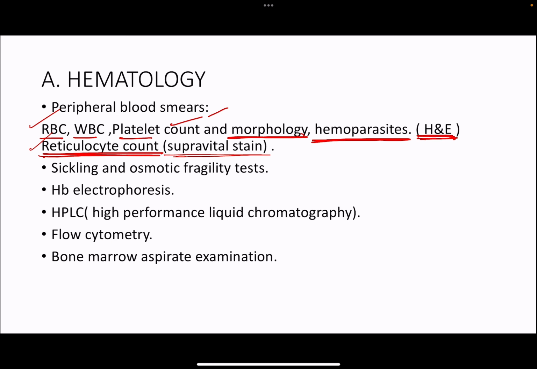And also, blood samples are requested for sickling test to detect sickle cell anemia or traits, and osmotic fragility test to check for hemolysis. Bone marrow aspirate also comes under hematology. In our college, we hardly receive 5 to 6 patients for bone marrow aspiration. And there are high-end tests: hemoglobin electrophoresis, high-performance liquid chromatography, and flow cytometry. These are high-end tests performed at higher centers. In our college, we don't have this.